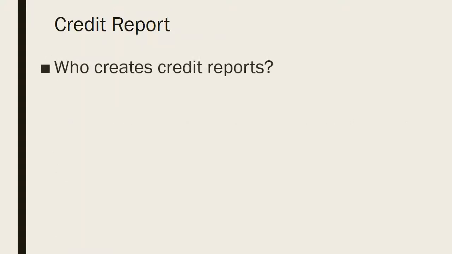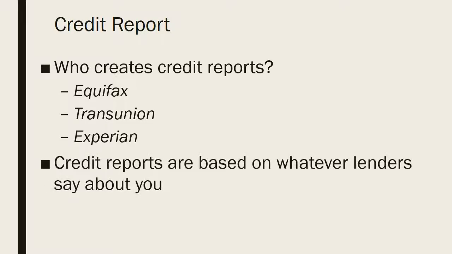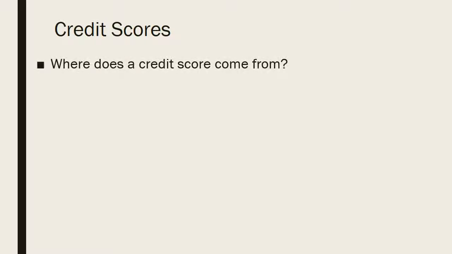So who creates these newfangled credit reports? In the United States, there are 3 companies. They are Equifax, TransUnion, and Experian. And one important thing to note is that the credit reporting agencies are primarily just reporting whatever lenders report to them about you. And so if there is incorrect information, you need to make sure they have the correct information. But a credit report is not the same as a credit score. The credit reporting agencies provide the information. So where does this credit score come from?